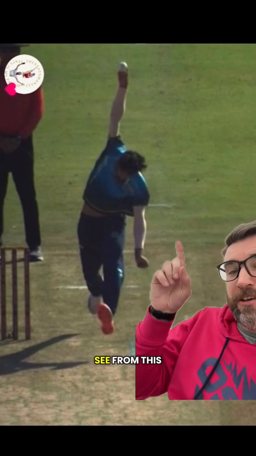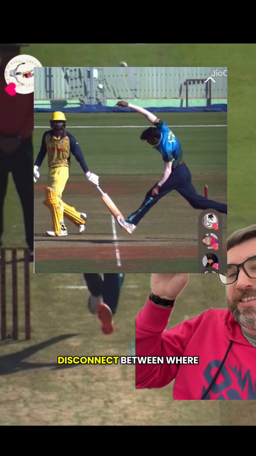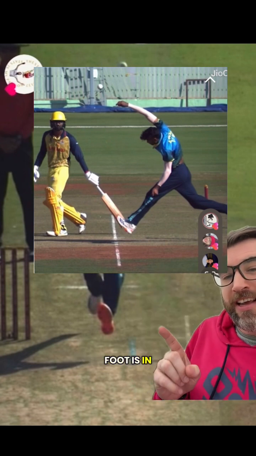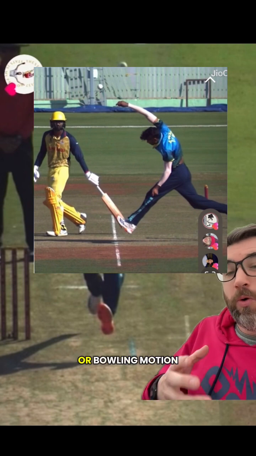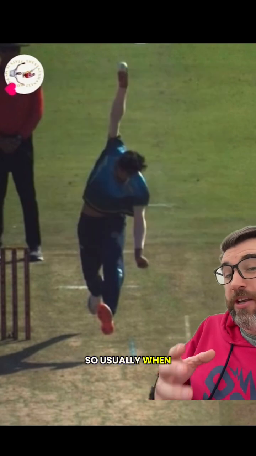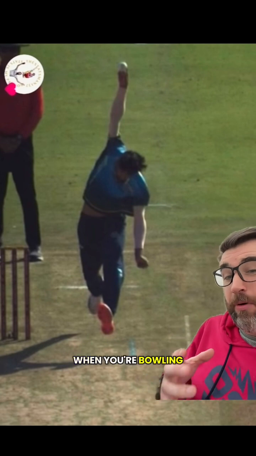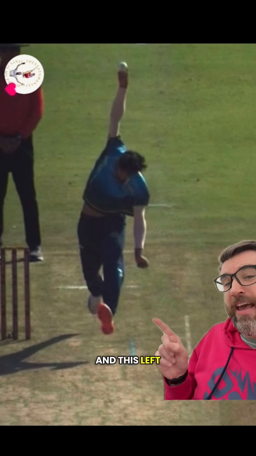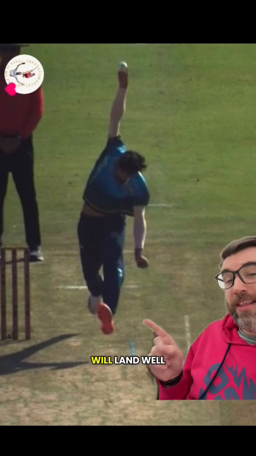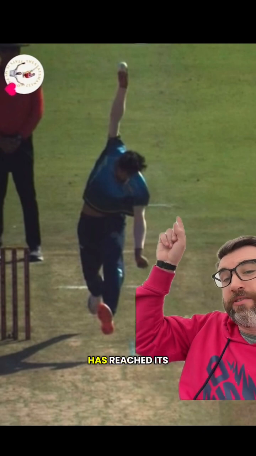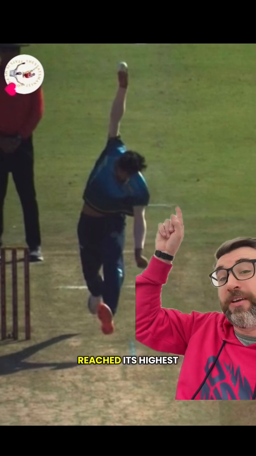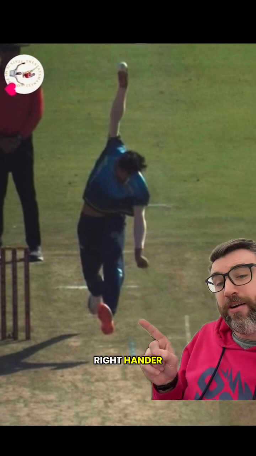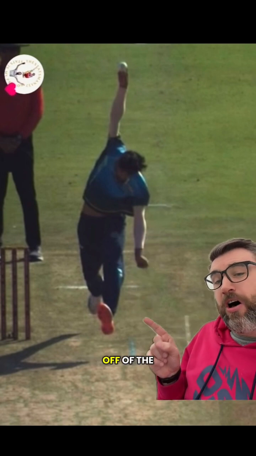And you can just sort of see from this screenshot that there's a bit of a disconnect between where the arm is and where the foot is in a natural throwing or bowling motion. So usually when you're throwing a ball, or in cricket when you're bowling a ball, you're a right-hander like this guy, you're coming in and this left foot, the opposite foot, will land well before the ball has reached its highest point, the arm has reached its highest point, and the ball is being released. But you can see here that this is a right-hander and the left foot is still off of the ground.